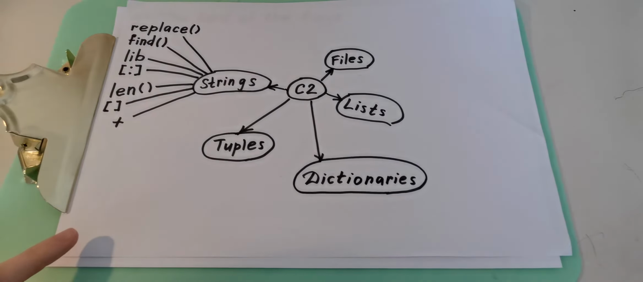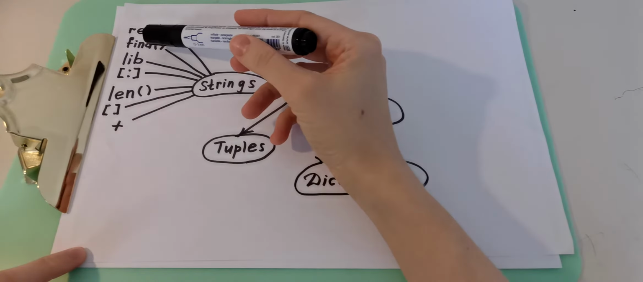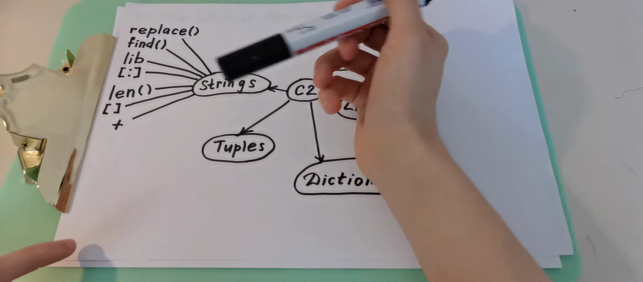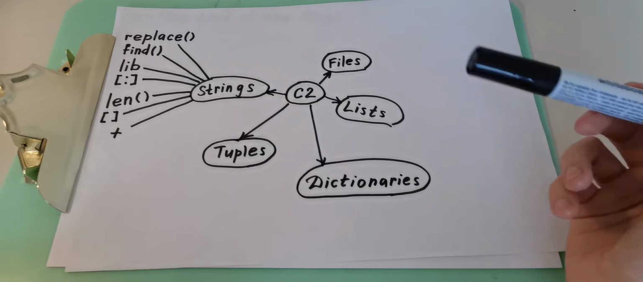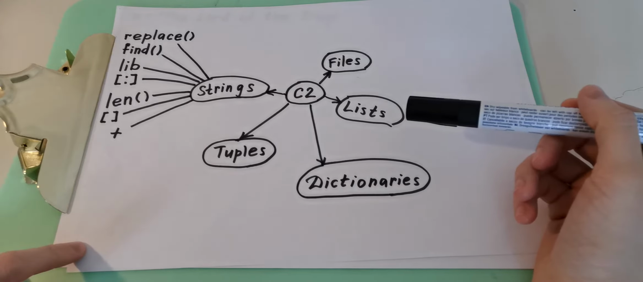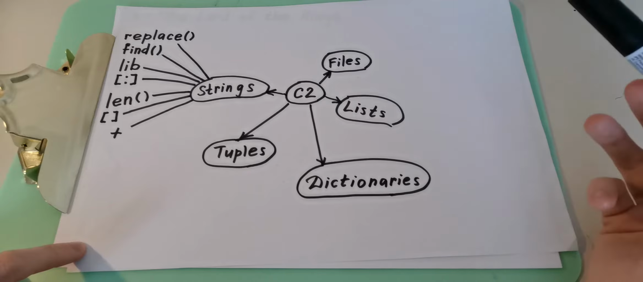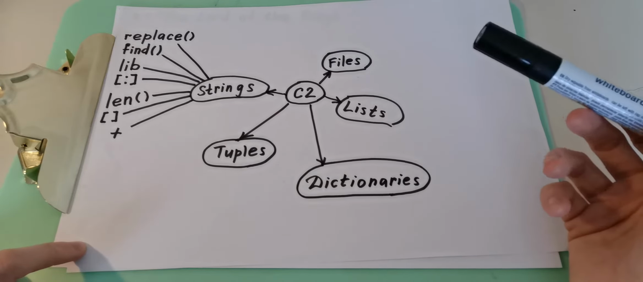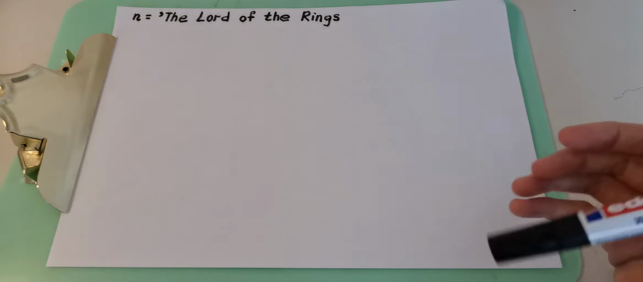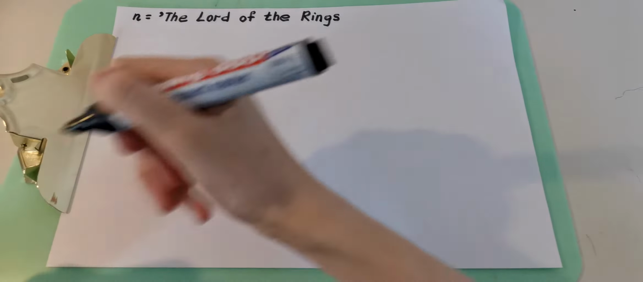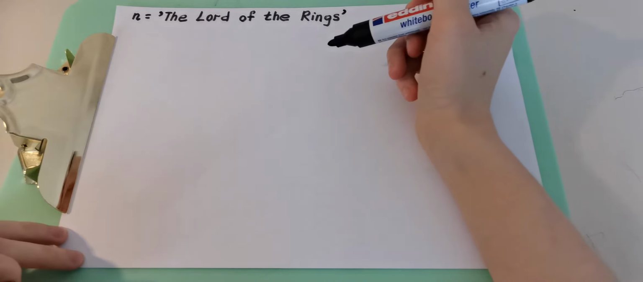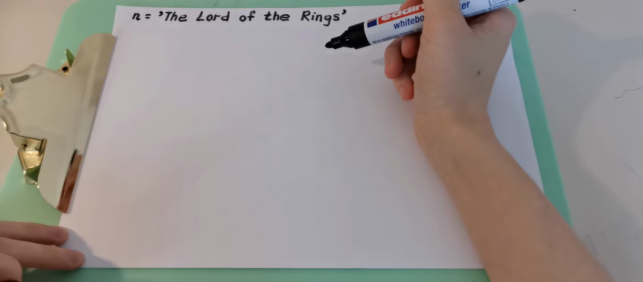In the last video, we were talking about the string method find, and now let's talk about the string method replace. Using the replace method, we can search patterns and replace any fragment, any piece of the string by another piece, or any letter, any character of the string by another character. Let's see how it works. Here we have an example, the Lord of the Rings. And now I would like to replace the word rings by another word, the word hearts.